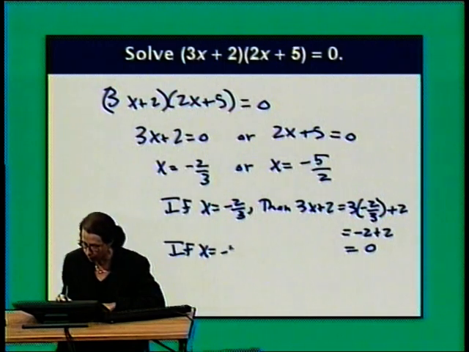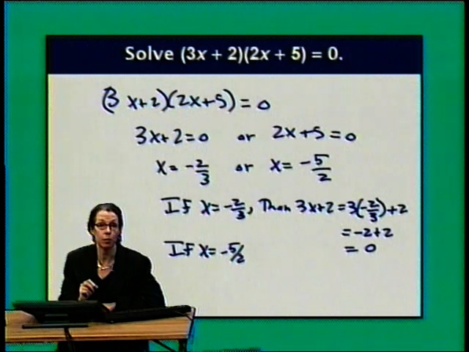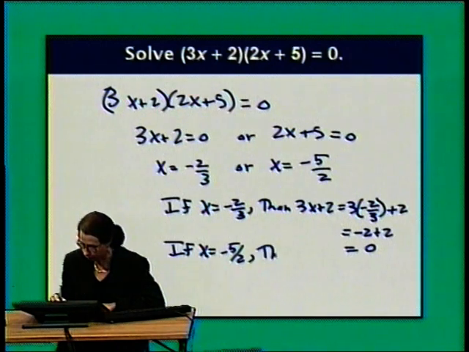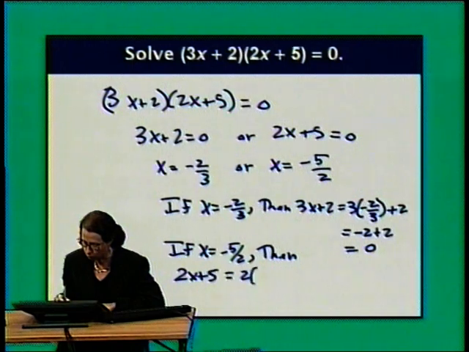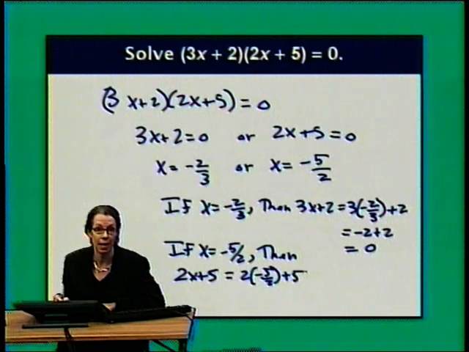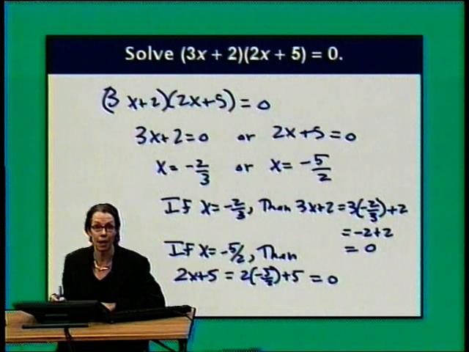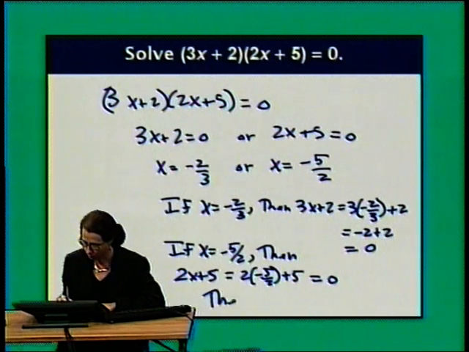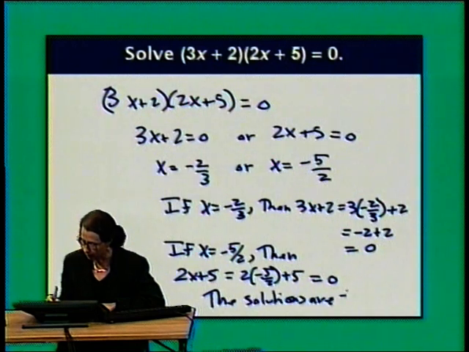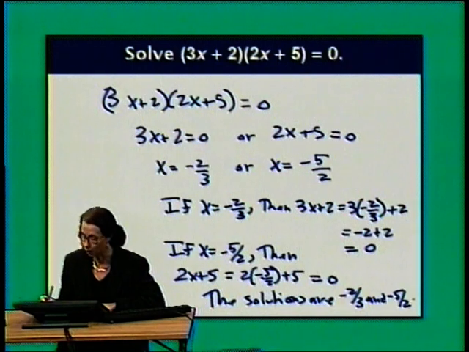Let's check the other solution. If x equals -5/2, now it's going to be the second factor that's 0. Then 2x plus 5 equals 2 times -5/2 plus 5. That's -5 plus 5, which equals 0. The second factor is 0 in this case, so the product must be 0. So the solutions are -2/3 and -5/2.